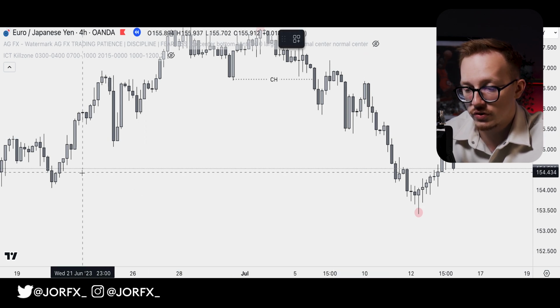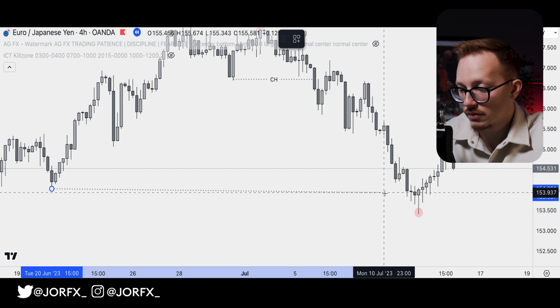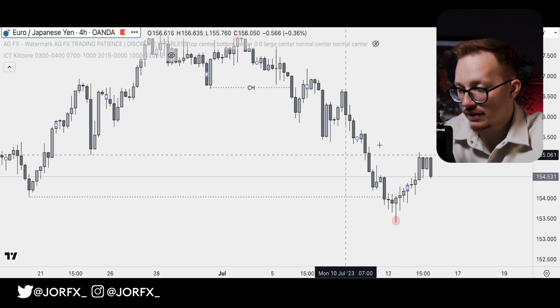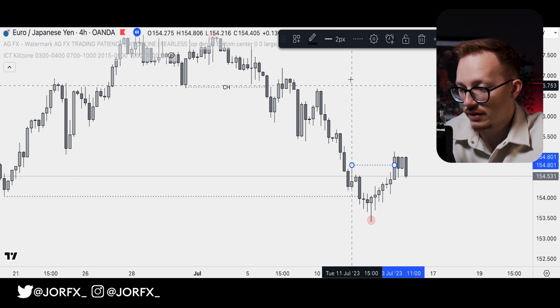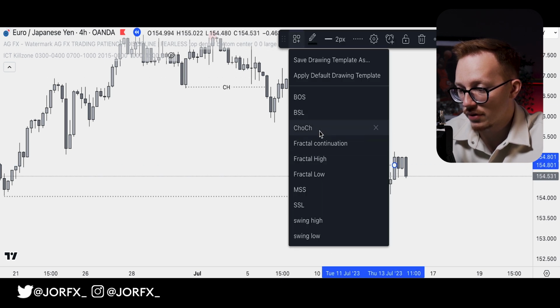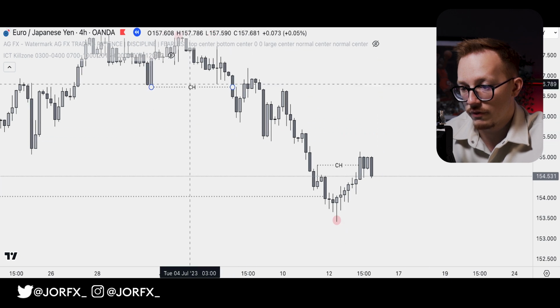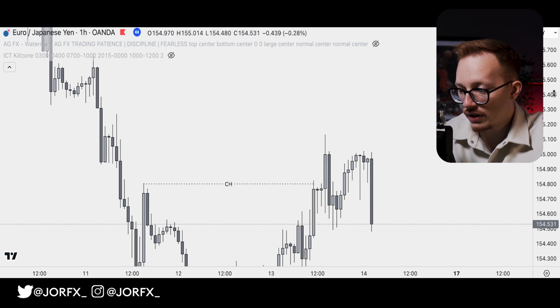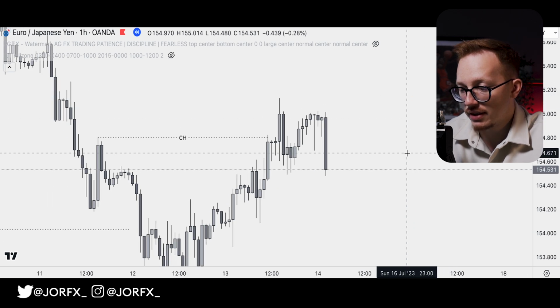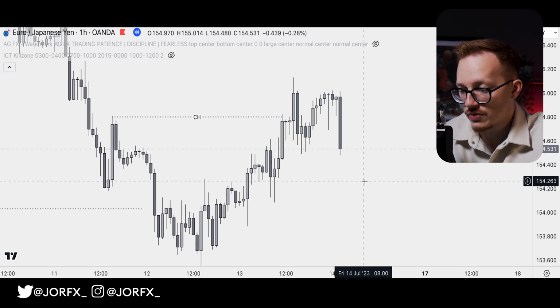Okay, first things first, we took out liquidity right here. Secondly, we broke our previous high right here. That created a change of character for us on the 4 hour. So then let's go to the 1 hour. And on the 1 hour is the place where we already can use our Fibonacci retracement tool.